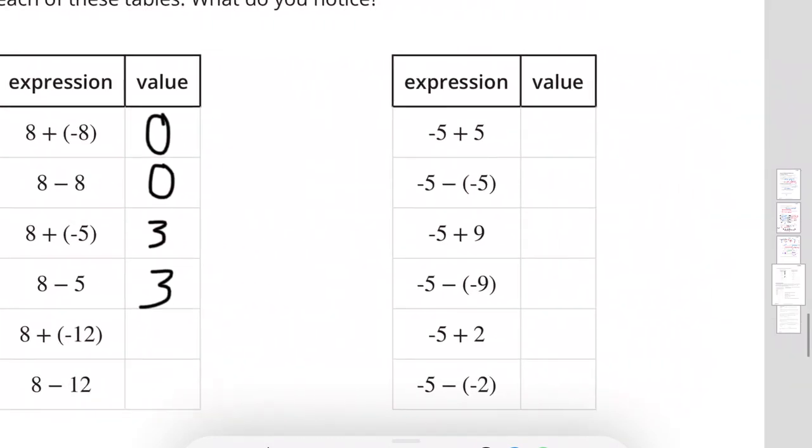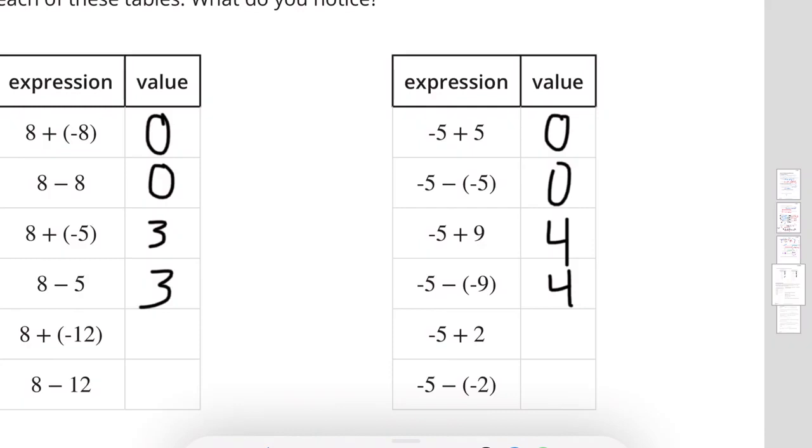So let's move to this table. We have -5 plus 5, which again is adding opposites, therefore it's 0. -5 minus -5. That is also 0. -5 plus 9. So if I'm on my number line at -5 and I move 9 units to the right, I would finish at +4. -5 minus -9, which is also +4.